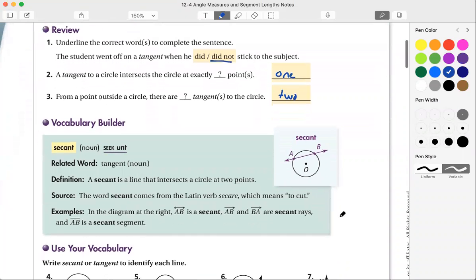All right, so secant. It's a noun. A secant is a line that intersects a circle at 2 points. The word secant comes from the Latin verb secare, which means to cut. So in the diagram at the right, line AB is a secant. Ray AB and ray BA are secant rays. And line segment AB is a secant segment.